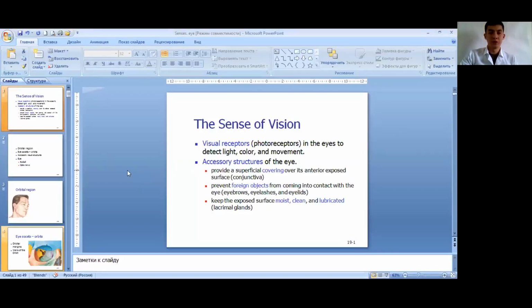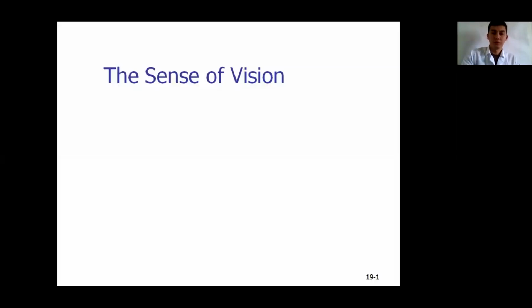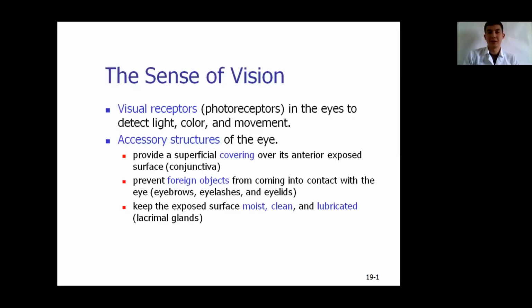The topic of this lecture is anatomy of the eyeball, anatomy of the orbital region, about orbits, about accessory visual structures and visual pathways. Before the lecture, we'll begin with the sense of vision or sight. The sense of vision is provided by visual receptors, photoreceptors in the eyes that detect the light, color, and movements.